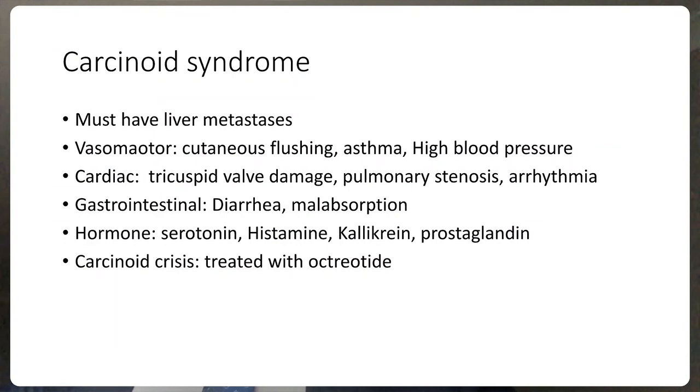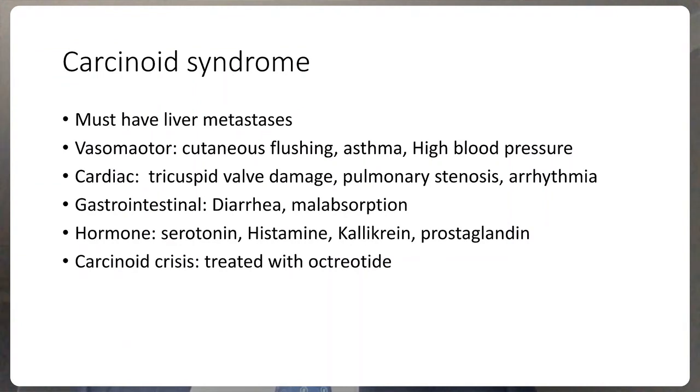Now, clinically, the carcinoid syndrome is composed of 3 problems: vasomotor, cardiac, or gastrointestinal symptoms. The vasomotor symptoms are related to vasodilatation and vasoconstriction by a variety of hormones that get secreted by the tumor. These hormones are serotonin, histamine, kallikreins, and prostaglandin, and a variety of other proteins. So these patients will have cutaneous flushing, high blood pressure, or asthma, and extensive wheezing from the reaction they get in the bronchi.